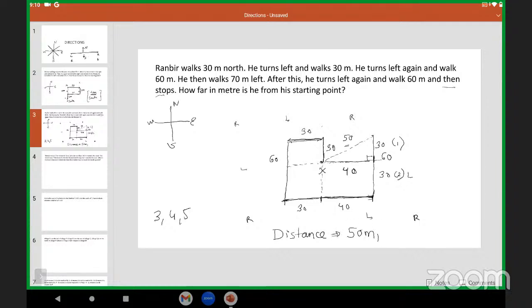And the direction he is facing from his initial point. If his initial was this point and now he is over here, the direction at which he is from his initial point is northeast. Northeast. I hope it was clear. If there are any doubts, please let me know.